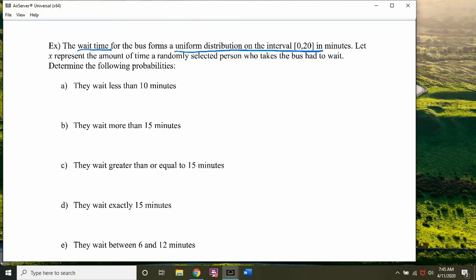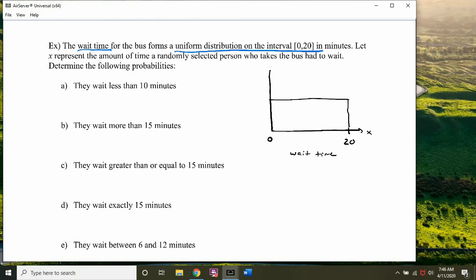So you could wait any amount of time from 0 to 20 minutes with an equally likely distribution. Let X represent the amount of time a randomly selected person who takes the bus had to wait. Determine the following probabilities: what's the probability they wait less than this, more than that? First thing we're going to do is sketch the graph. I'm going to make a y-axis and an x-axis. X is the wait time, and it's on the interval from 0 to 20 minutes. So I'm going to make that go from 0 to 20.